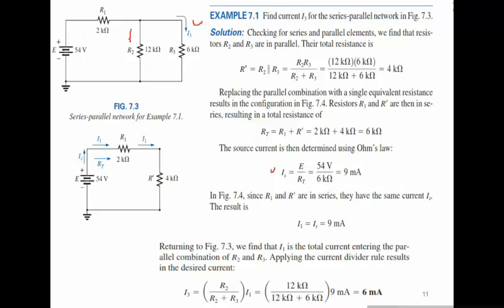Which is divided into this current and this current. So if you know the total current, then you can use the current divider formula to find out the desired current I3. This is the current divider formula that we have learned in the previous classes. Using that current divider formula, you can find out the desired current.